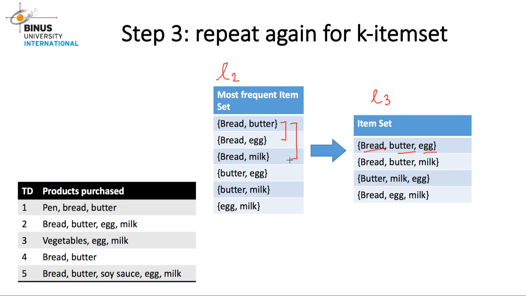This item and this item: bread, butter, and milk. This one and this one: bread, butter, and egg, already there. Bread, butter, and milk, already here. And then this one? Bread, butter. No, there is no possible combination between this and this one, right? Okay.